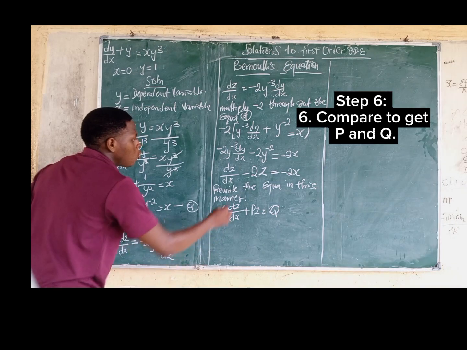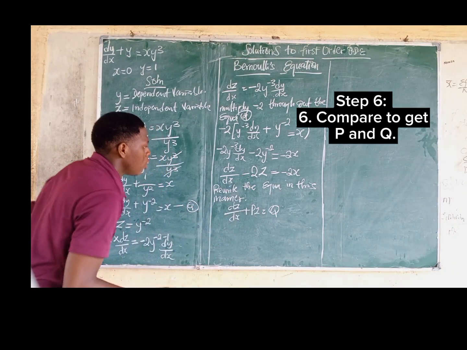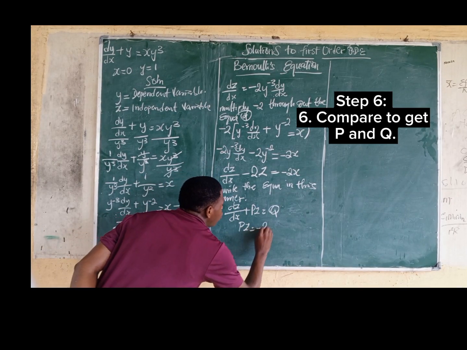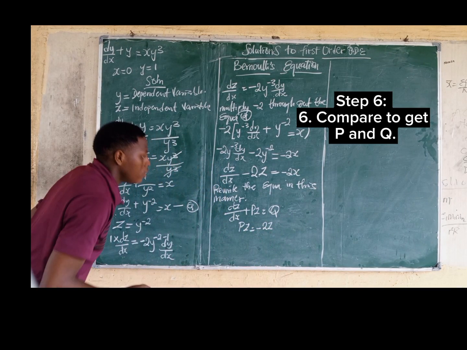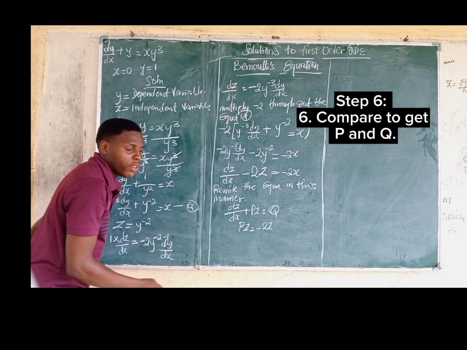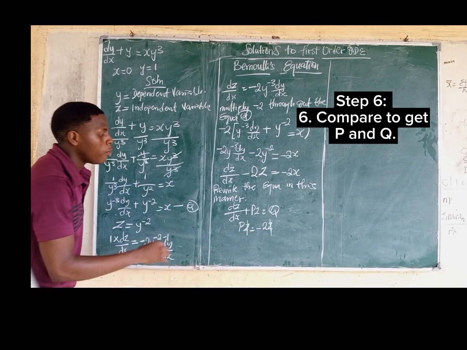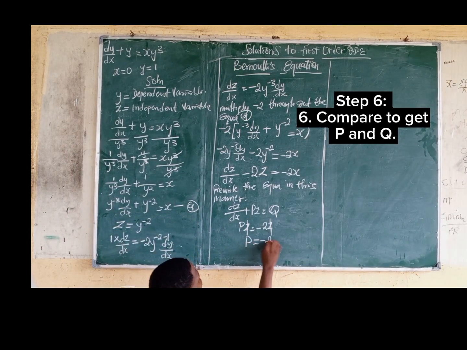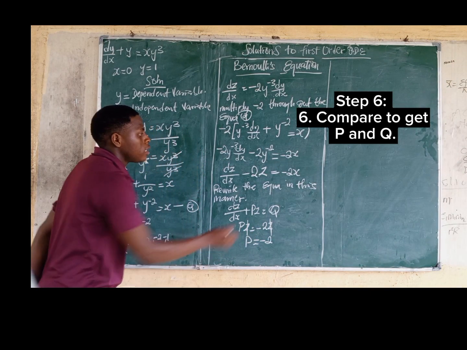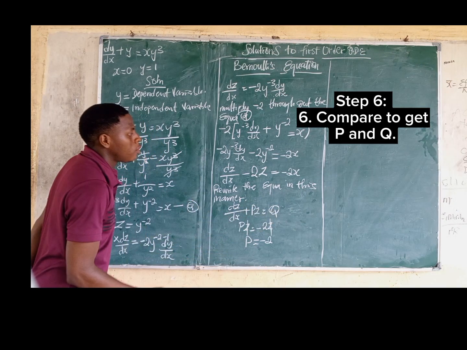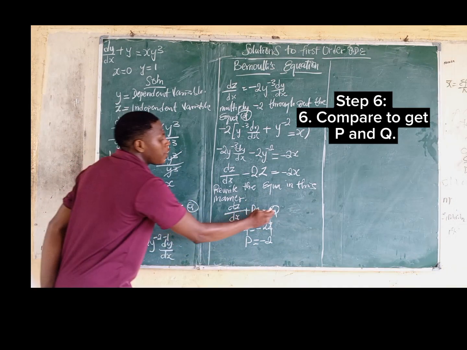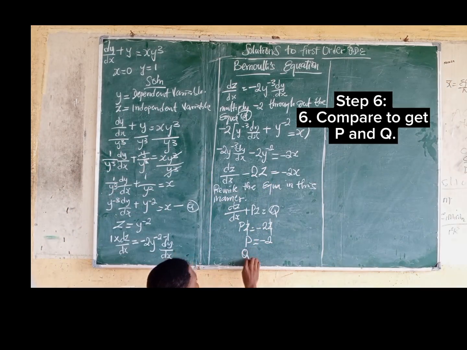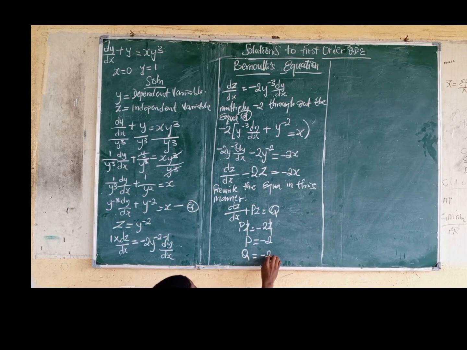Now let's compare what we have here with what we have here. So we can say that pz is equal to minus 2z. We have to find p, so we can remove z from both sides of the equation. We are left with p is equal to minus 2. The next thing is, look at the right hand side of the equation. You have q. So can we say q is equal to minus 2x? Yes. So q is equal to minus 2x.